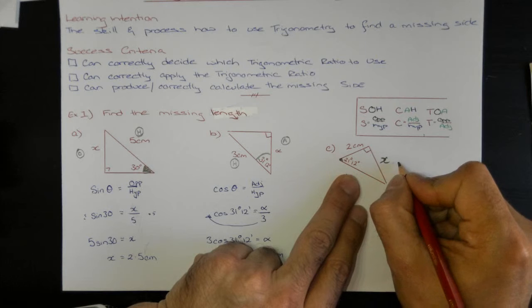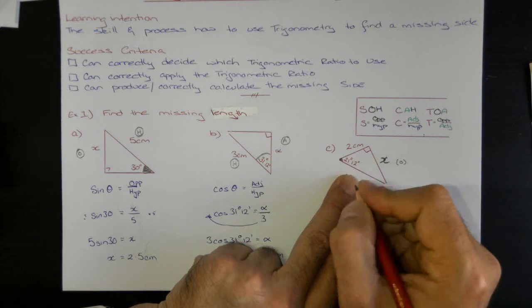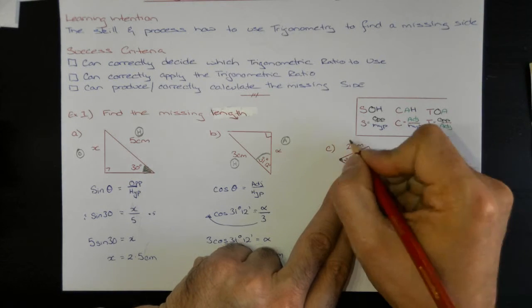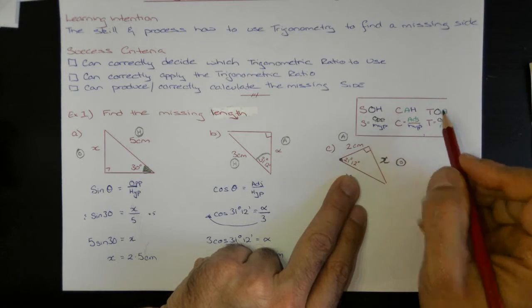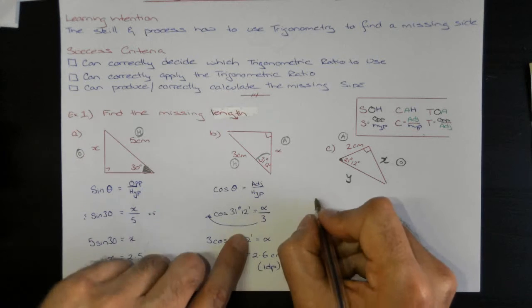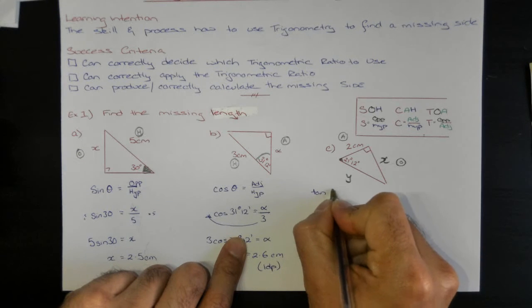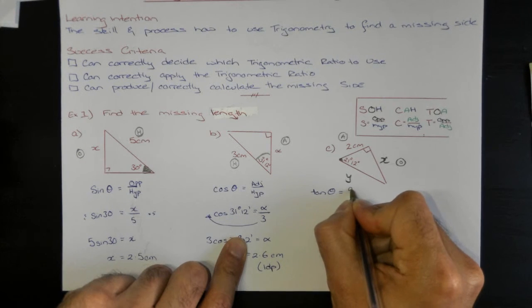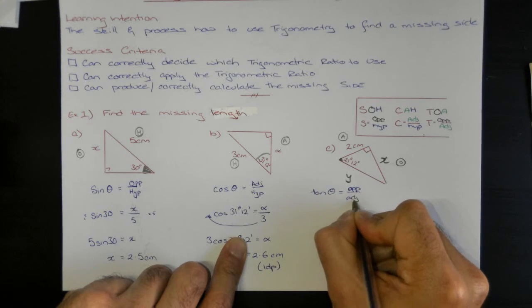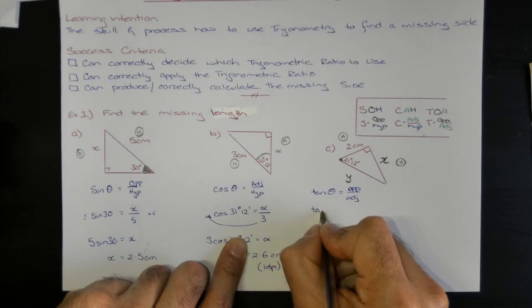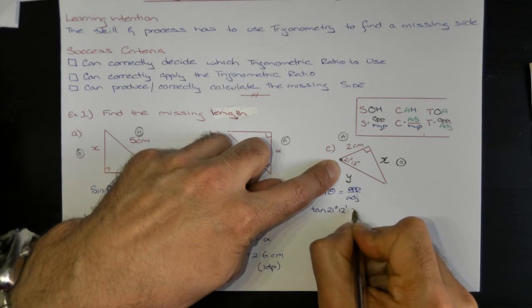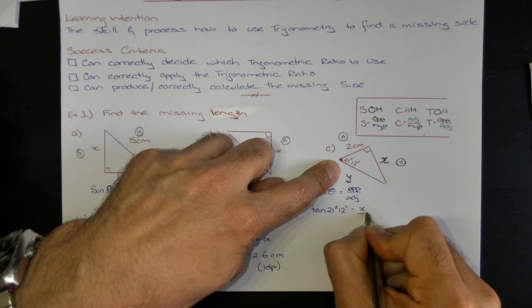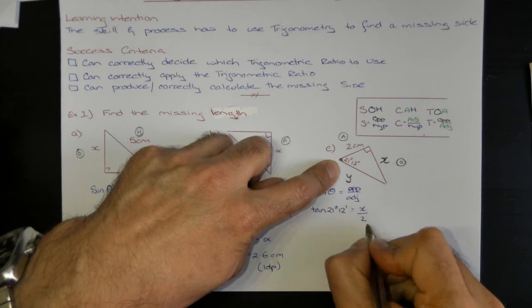I've got my opposite side, and I have my adjacent side to my angle. So I have tan. So I could write tan theta equals opposite over adjacent. Plugging what I know, it's 21 degrees and 12 minutes. My opposite is x and my adjacent is 2.